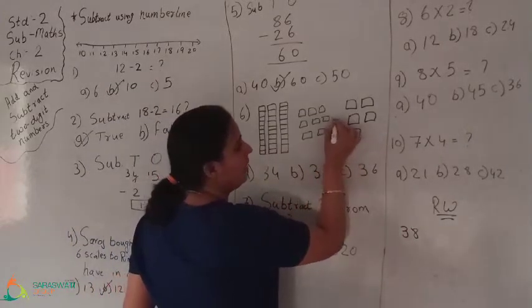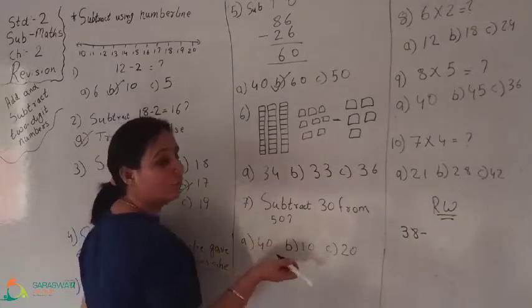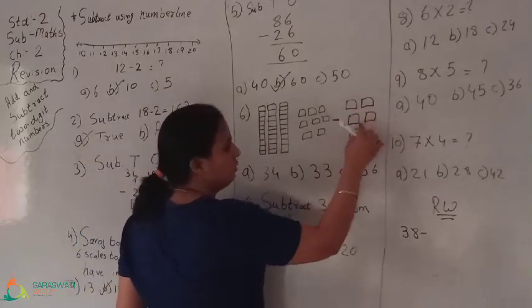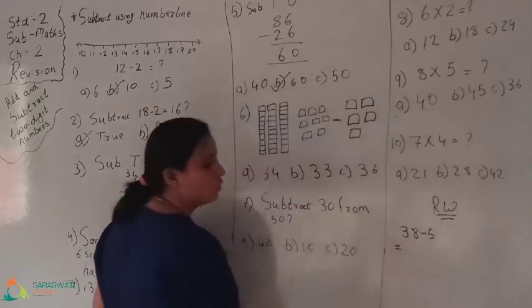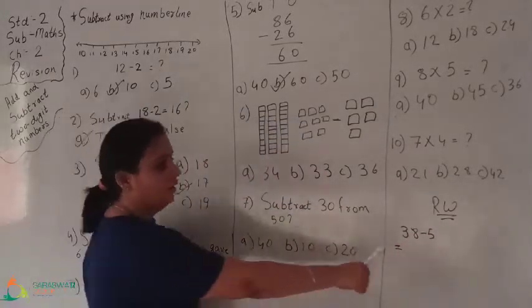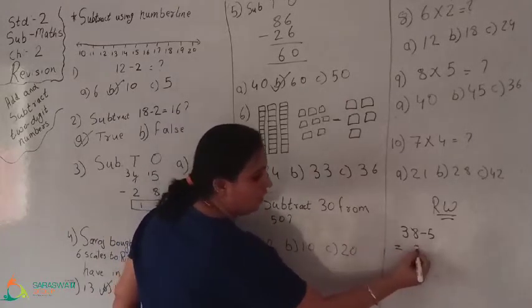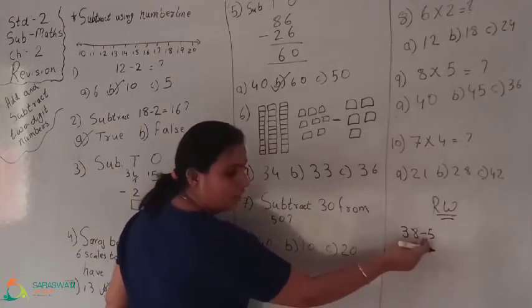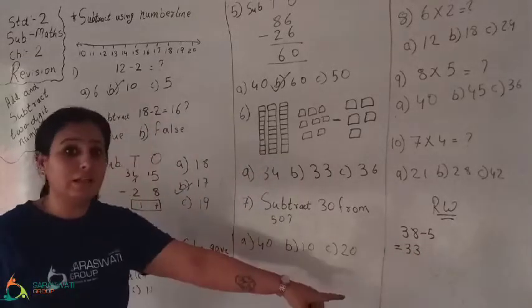Again there is a minus sign. So we'll place a minus. And how many are to be subtracted? 1, 2, 3, 4, 5. 38 minus 5 is equal to, what is the answer? You can do it vertically also. 8 minus 5 is 3. And यहाँ पे 3 का 3 है, आगे कुछ नहीं है. So the same number will be carried down. So the answer is 33.